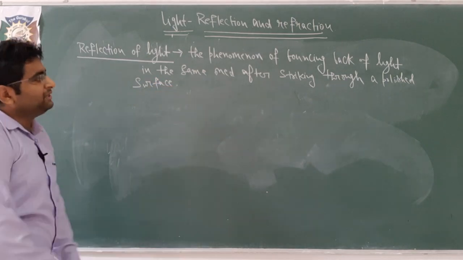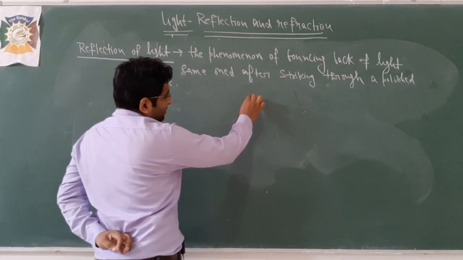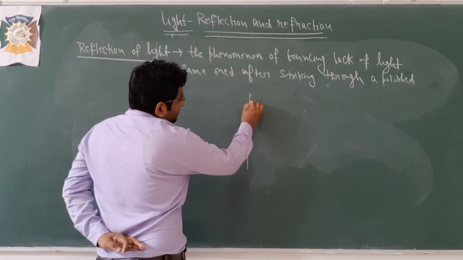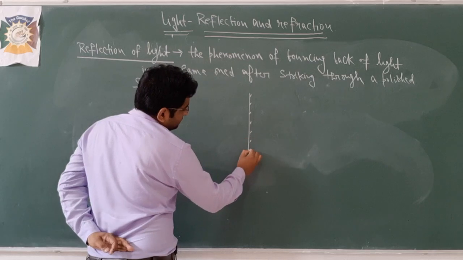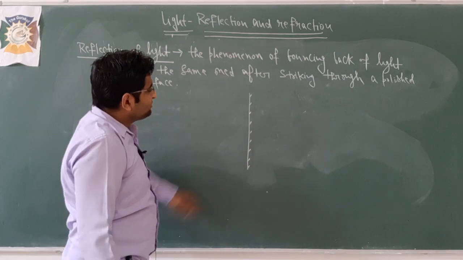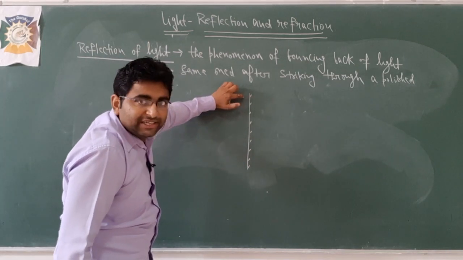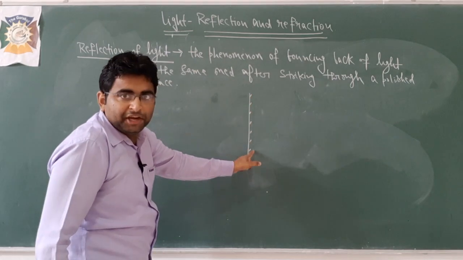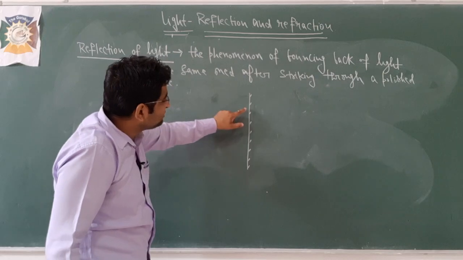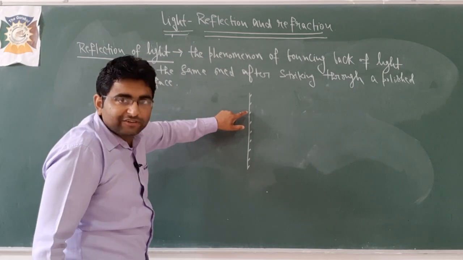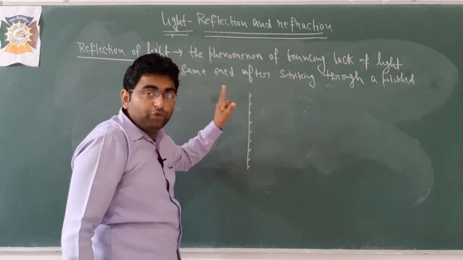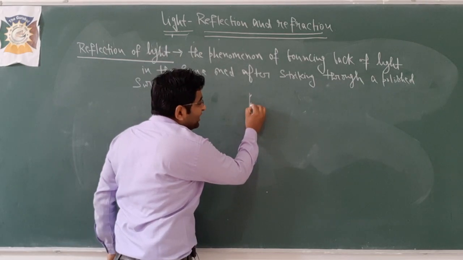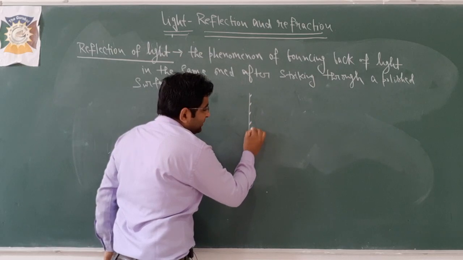So in this case I am taking the plane mirror which you use at your homes. It is a polished surface, this inner surface is polished and this surface is coated. It means whenever the light will strike this polished surface, the light will not go in this medium, because the back part has been coated.